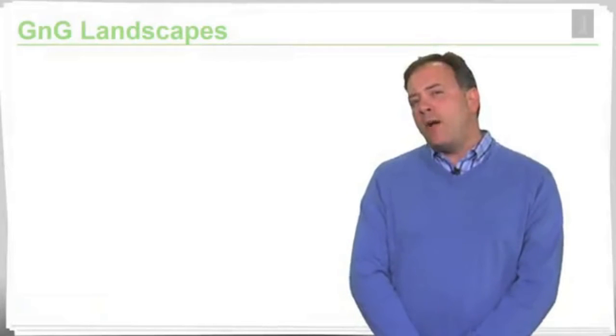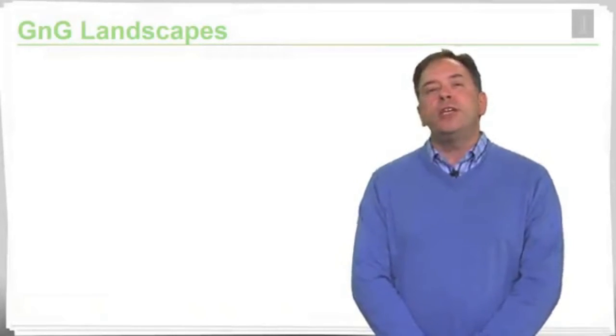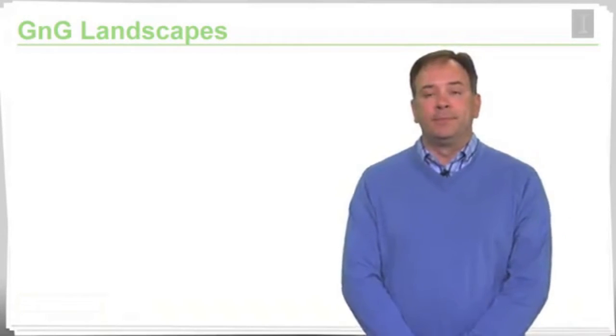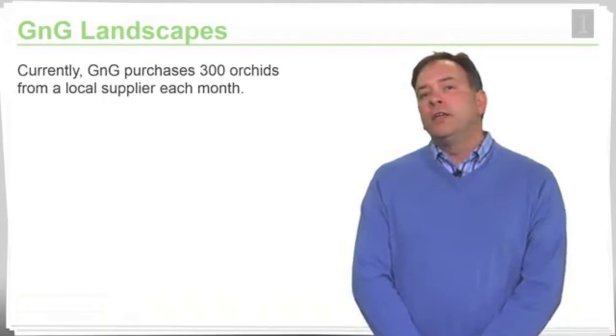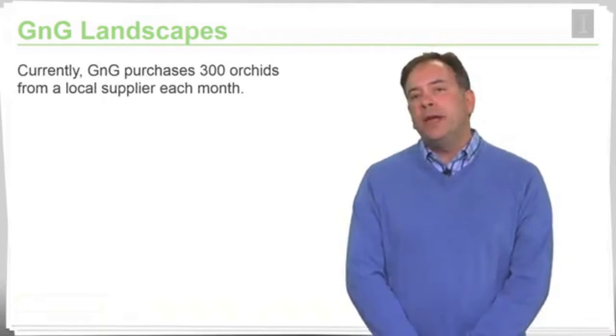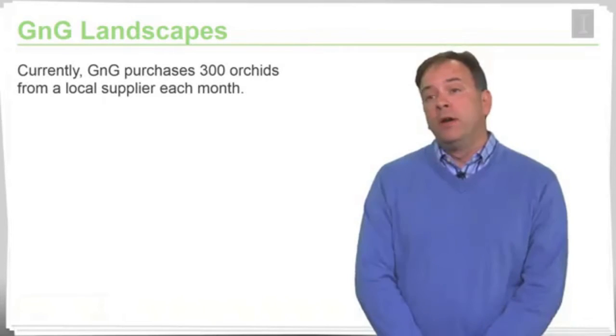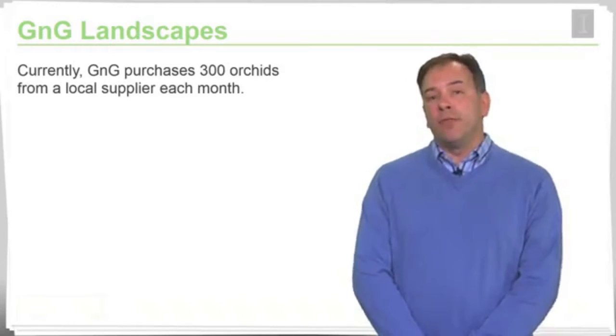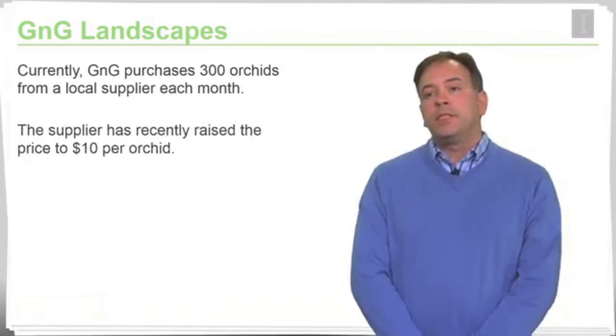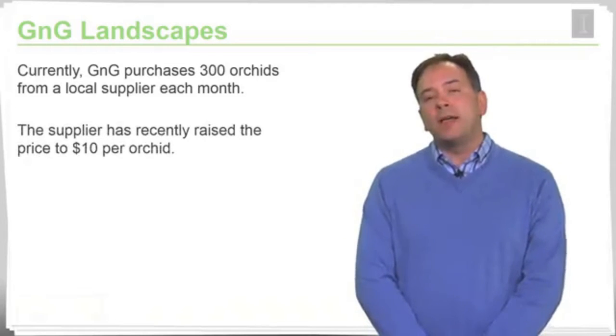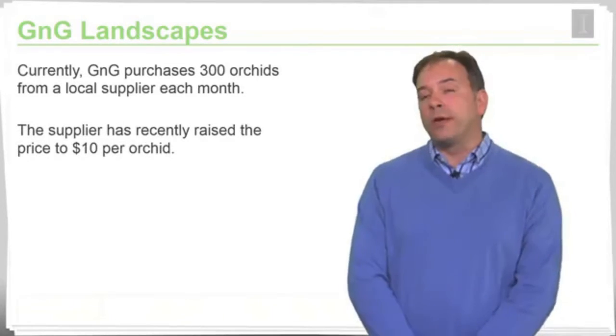Let's take a look at a common operational decision in our G&G landscape setting. Currently, G&G purchases 300 orchids, a type of flower, from a local supplier each month. The supplier has recently raised the price to $10 per orchid.